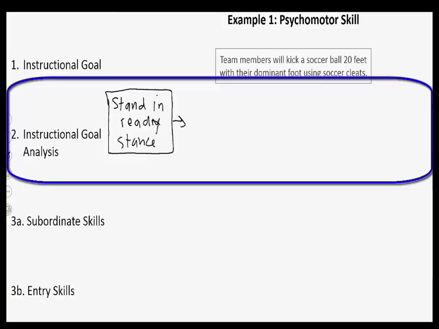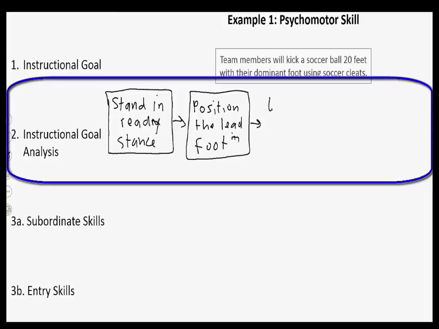So perhaps after they stand in their ready stance, they need to position their lead foot. You know, you have 2 feet. One's the kicking foot, the other one's the lead foot, we'll call it. I'm not sure if that's what they actually call it, but that's what I'll call it. So position the lead foot. So after they position the lead foot, they probably need to lean their body forward. They've got to lean their body forward, get the momentum going so that when they actually kick, it'll actually move the ball 20 feet. Okay, I think the next step then is to kick the ball with the kick foot.